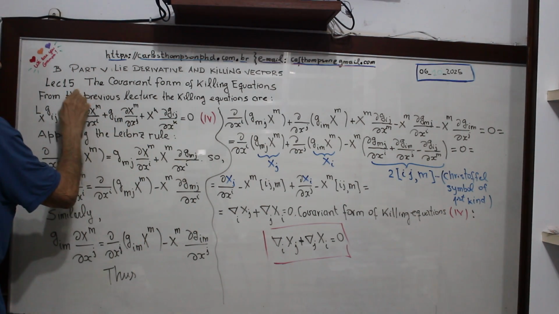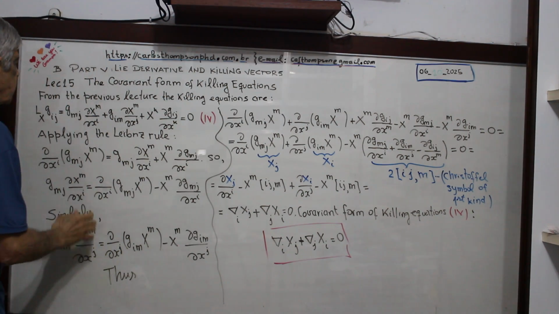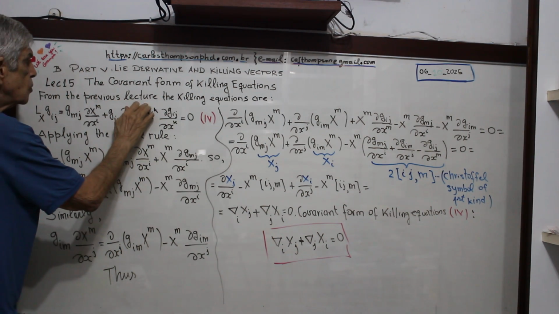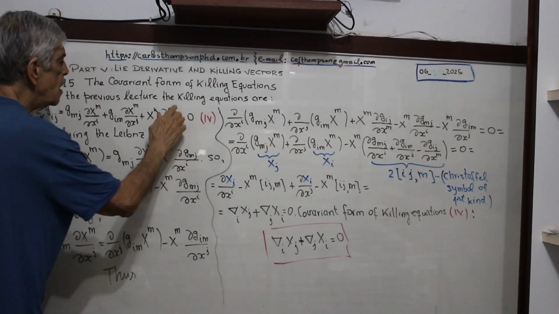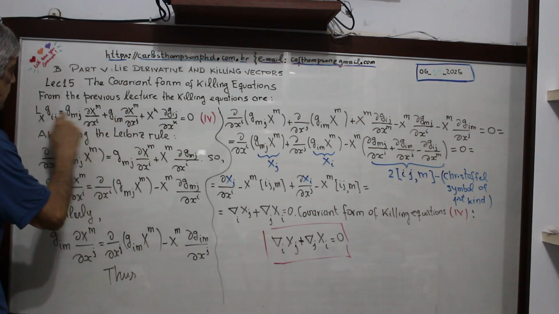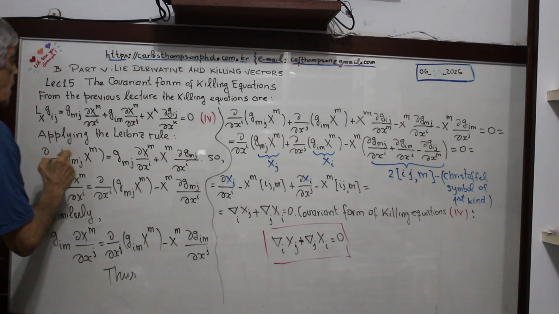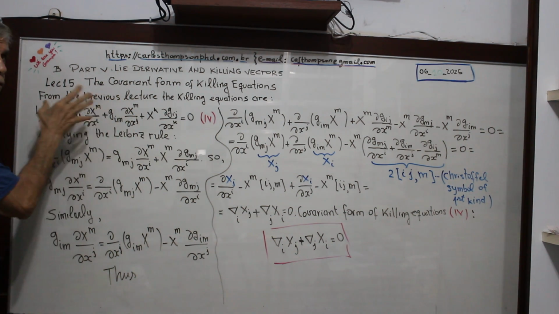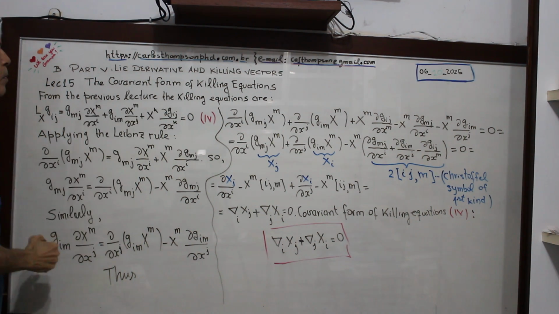Lecture 15, the covariant form of the Killing equation. From the previous lecture, 14b, the Killing equation is this equation 4, which I just copied from the previous lecture. Now, we will transform this equation using covariant form.